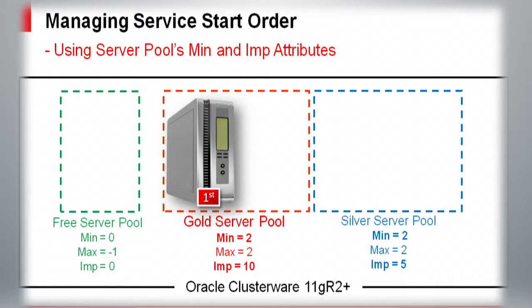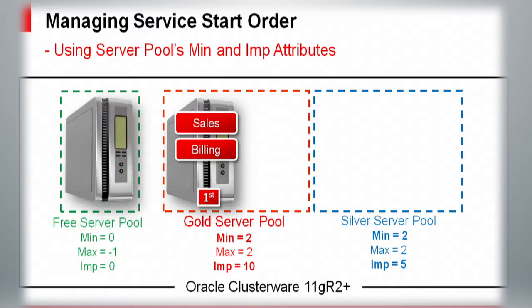So we're guaranteed that that first server that joins the cluster is going to land in the gold server pool because it has not met its minimum. Now when the second server comes into play, by the way, the services will automatically be started when that server joins the pool. And so we get service pull-up of that database when the server joins the pool. So services are running inside the server pool and are attached to the server pool.